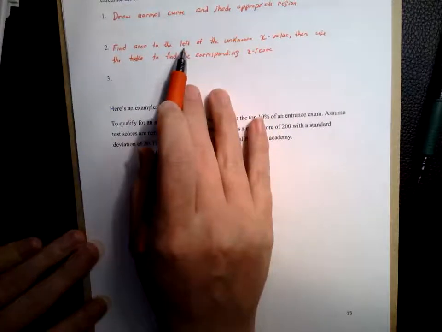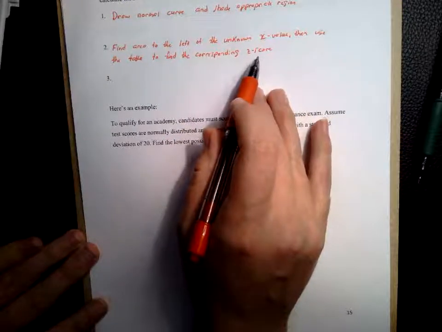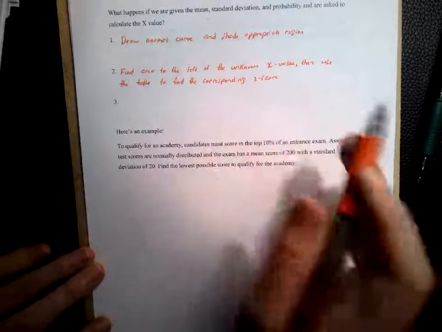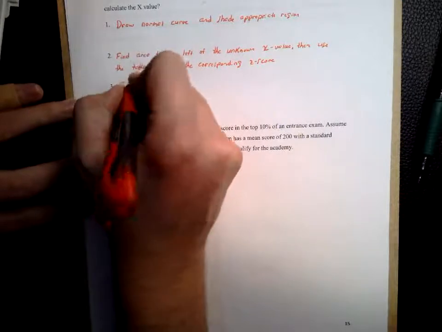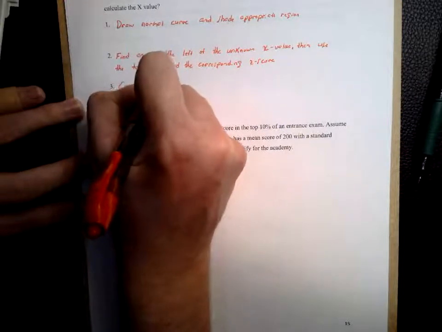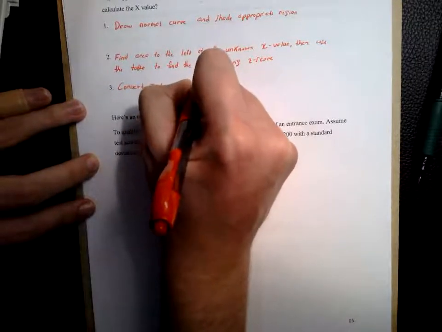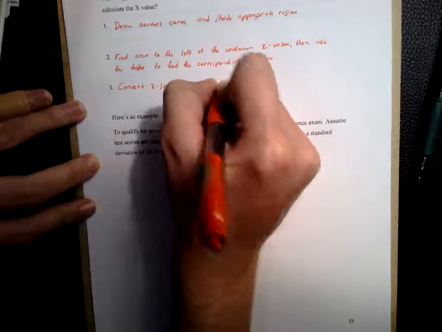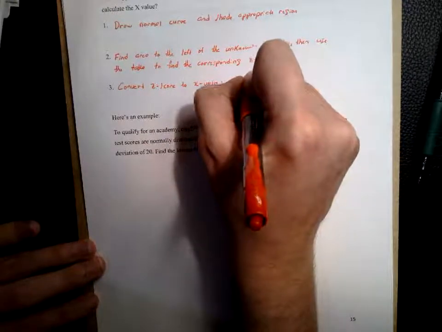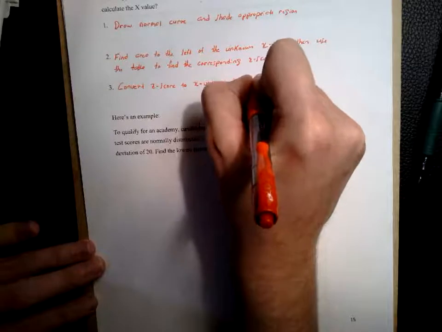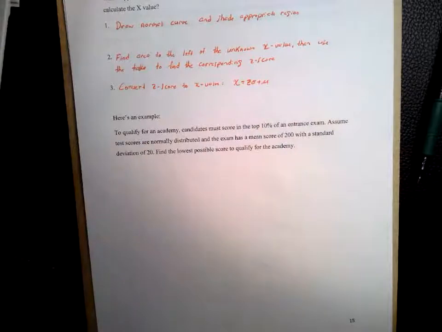So first I need to find the area to the left because that's what the actual table would give me, and then I need to go look in that table to find the z-score given that probability. And then the third step, I need to convert the z-score to an x value. And I do that by x, the data value I'm interested in, is equal to the z-score corresponding times sigma plus mu. And why is that?